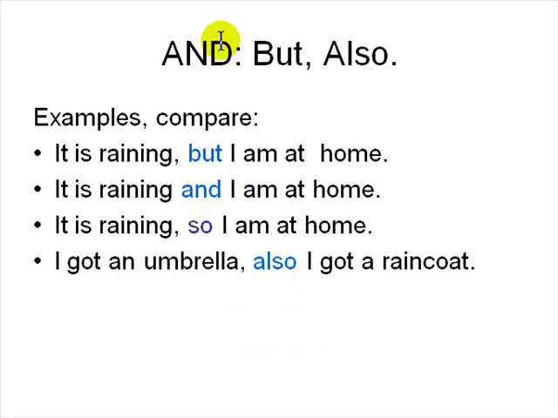So let's look at the "and" operator. The "and" actually has many different words in English to describe it. It is raining, but I am at home. It means the same thing as it is raining and I am at home. It is raining, so I am at home. This one means basically the rain is the cause of you staying at home. And what about I've got an umbrella, also I got a raincoat? That actually means "and". That means you got both of them. So English is slightly different from logic and it has more connotations. The word "and" can have multiple meanings.